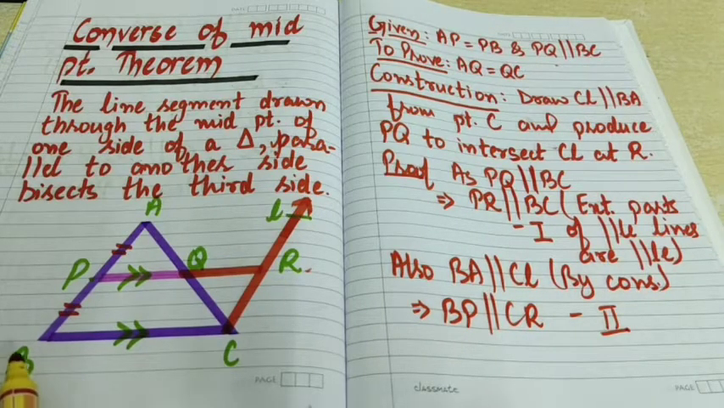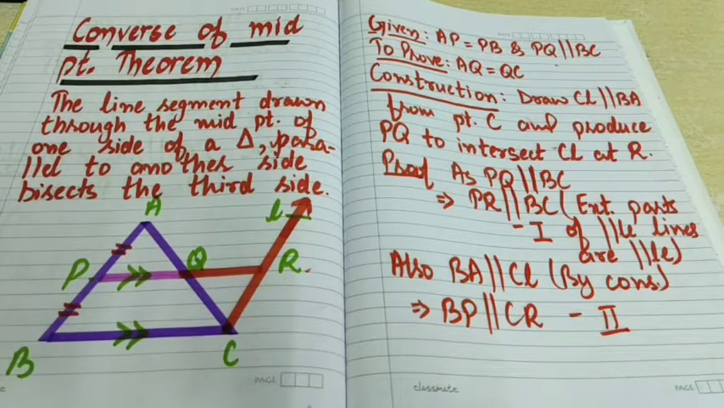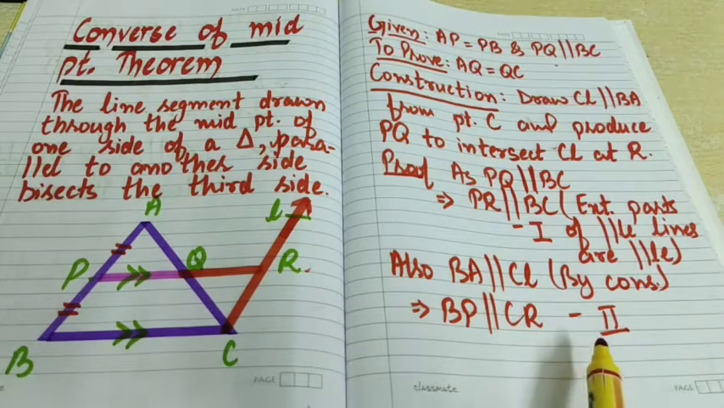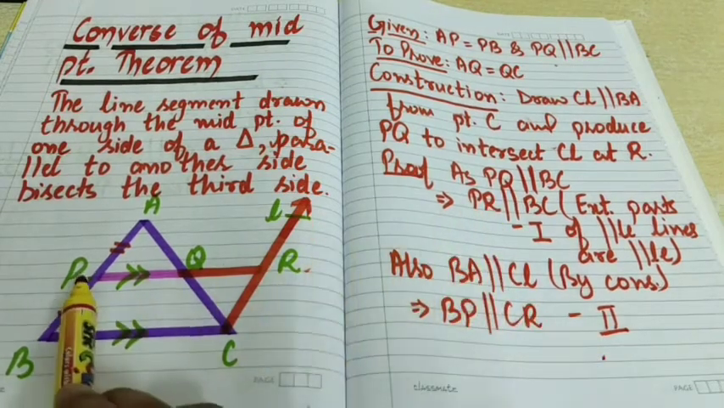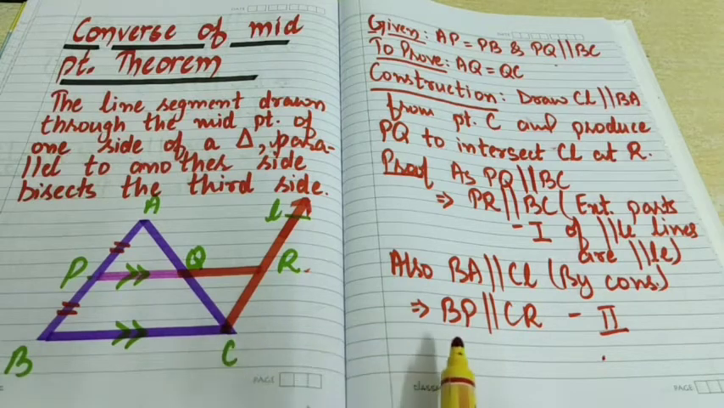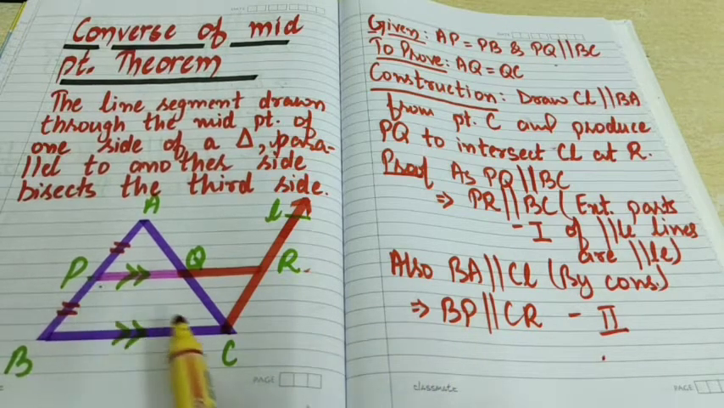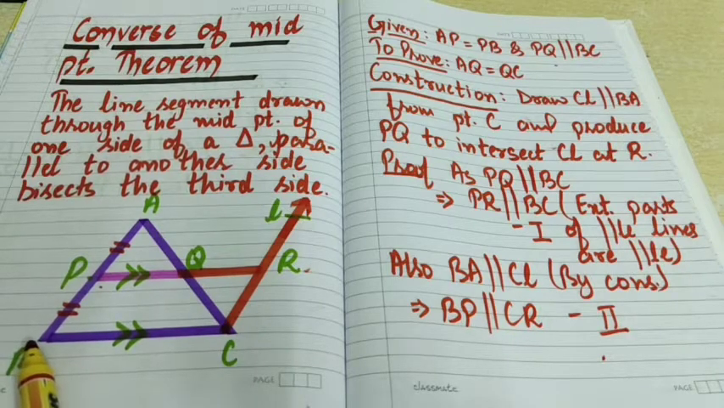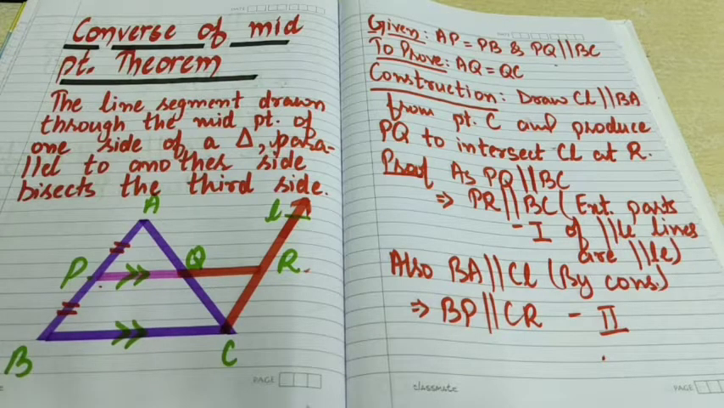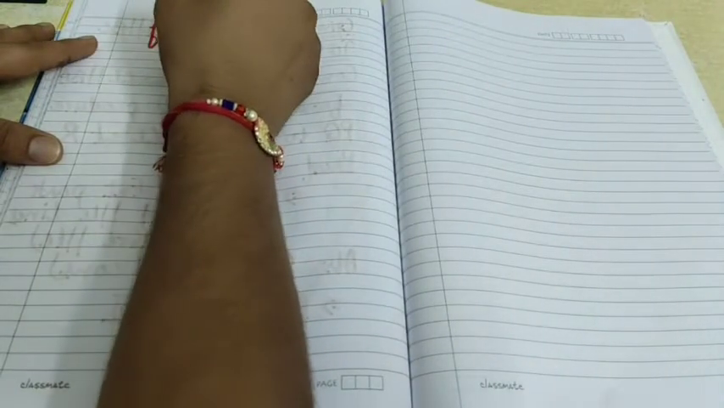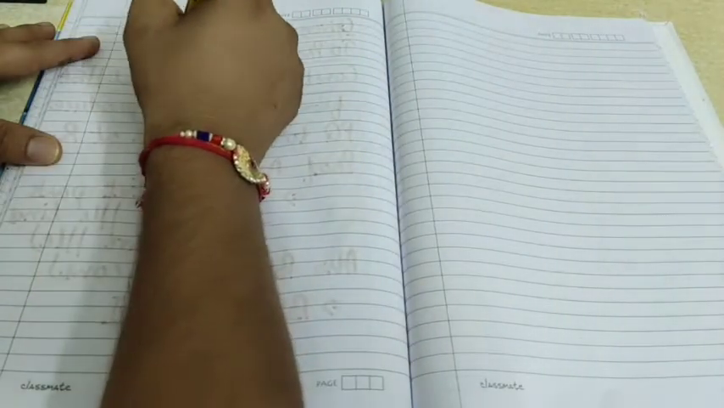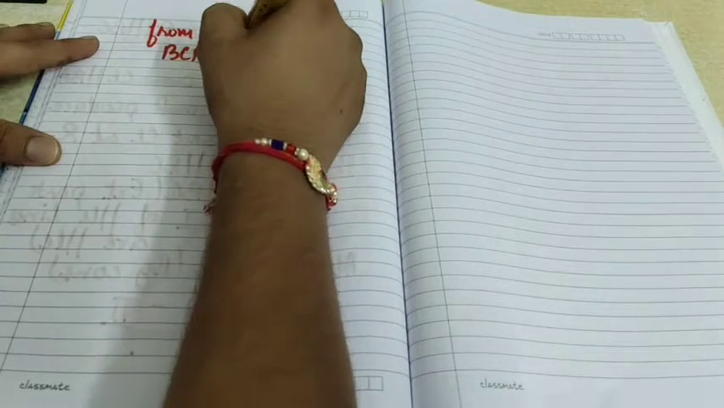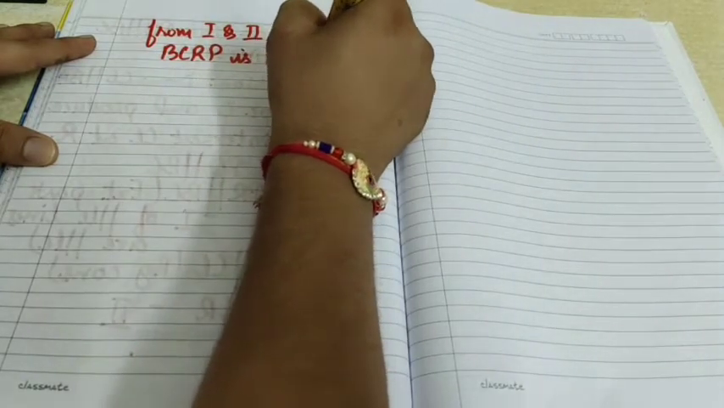Now in quadrilateral BCRP, from 1 and 2, in 1 we have proved that PR is parallel to BC, and in 2 we have proved that BP is parallel to CR. Since in quadrilateral BCRP both pairs of opposite sides are parallel, it is a parallelogram. So we mention the same that from 1 and 2, BCRP is a parallelogram.